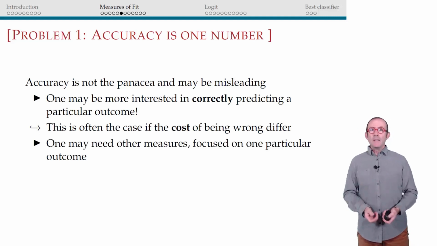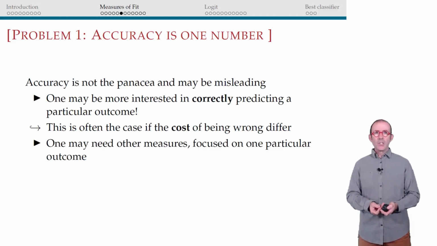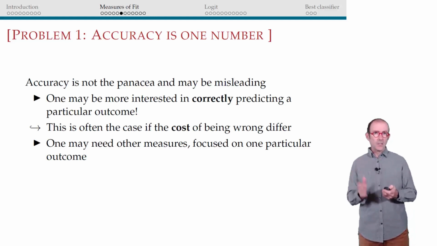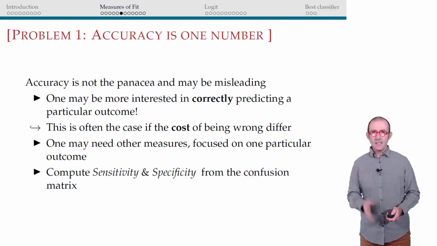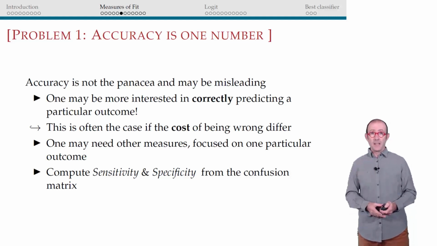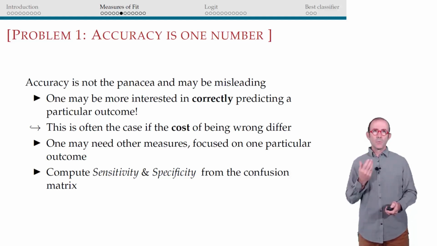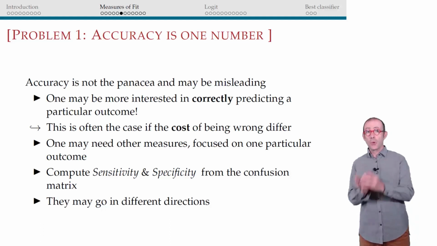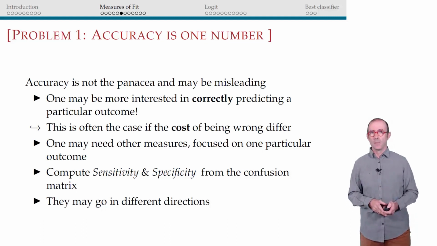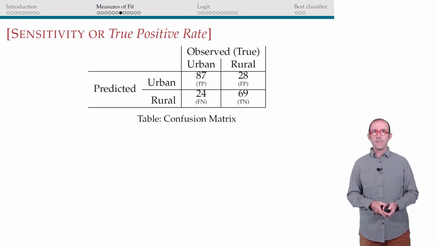And for that, we may need some other measure focused on a particular outcome. And this is what specificity and sensitivity are here. These numbers will come from the confusion matrix as well, but go in different directions and focus on different outcomes. So here is our confusion matrix again.